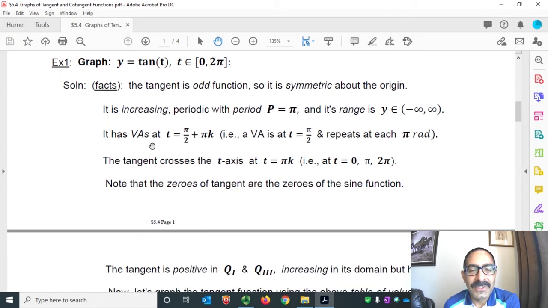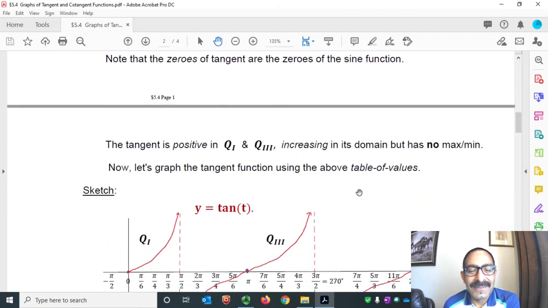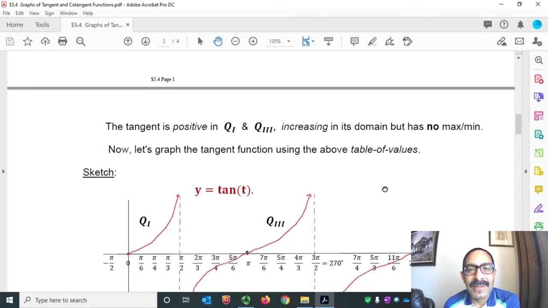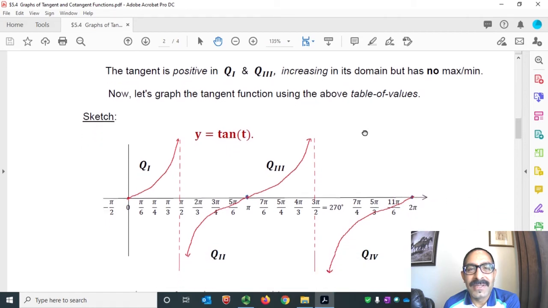Tangent function has vertical asymptotes at pi half plus pi k. The tangent crosses the t-axis at pi k, meaning these are the zeros. So the zeros of tangent function are at 0, at pi, at 2 pi. The zeros of tangent function are the zeros of sine function. The tangent function is positive in the first quadrant and third quadrant, increasing in its entire domain but has no max and min values. Now let's put that information together and graph the tangent function.